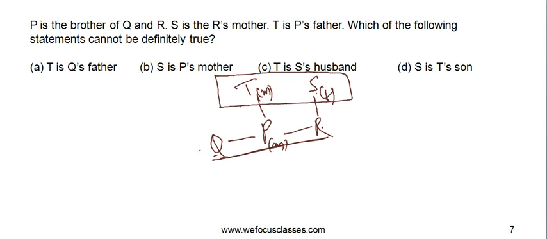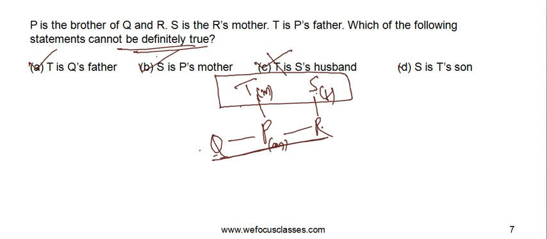Which of the following statements cannot be definitely true? He's asking. T is Q's father. That is always true. And S is P's mother. Yes, S is mother always. So it is also true. T is S's husband. Yes, T is S's husband because they are a married couple. So definitely your answer is this thing.